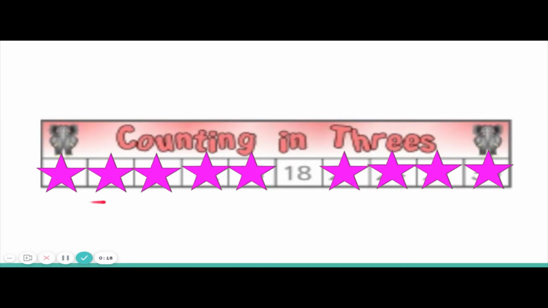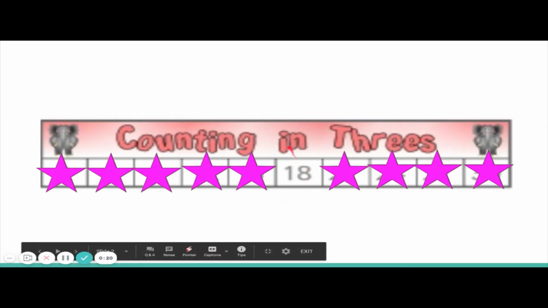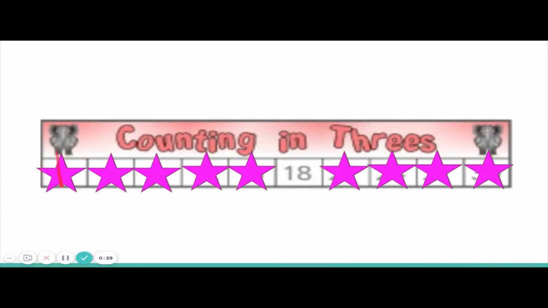We're getting so good at our counting in threes, there's only one number left on our grid. So get ready to join in and see if you can remember the other numbers. Remember, we start with the number 3.